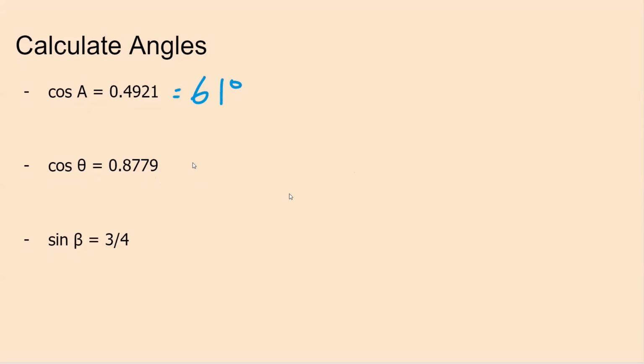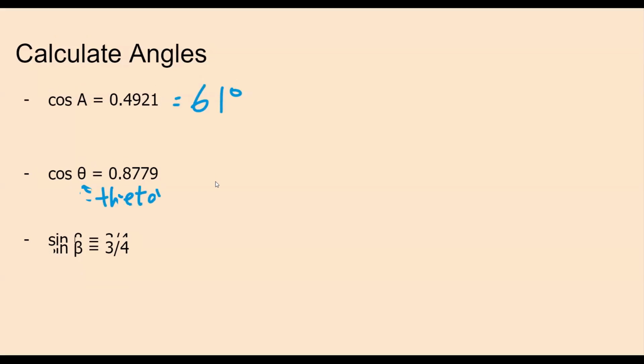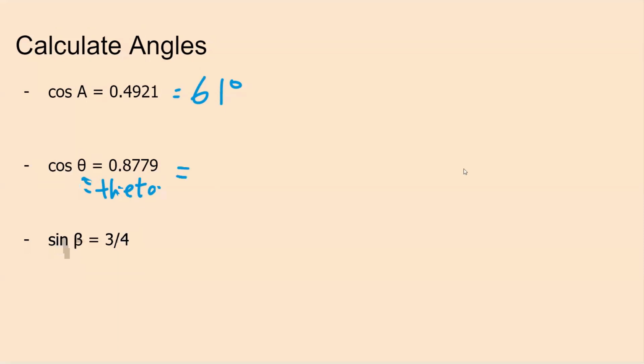Next, we have the cosine of theta. By the way, this little symbol over here is theta. It's a Greek letter. We use it a lot for angles. We just want to find the angle whose cosine is 0.8779, which is 28.6. So let's go 29 degrees.